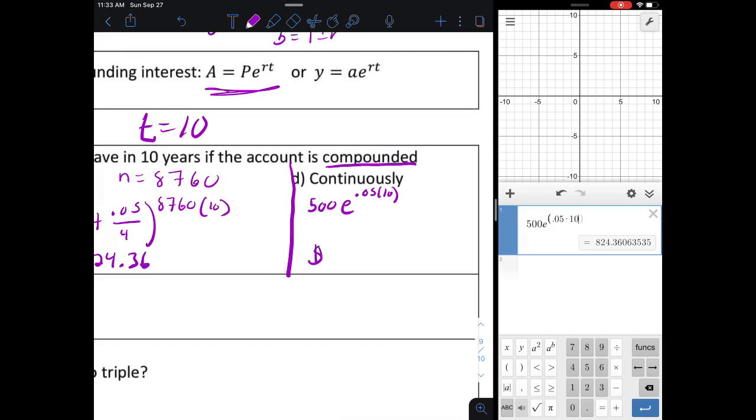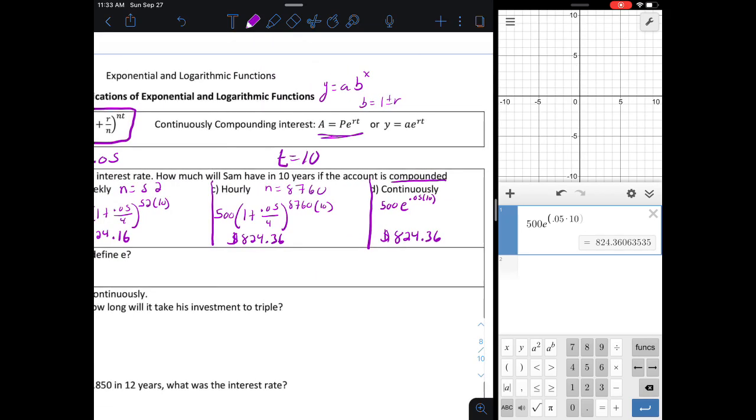And we get a value of, so it's $500 with growth. It's continuously compounded to $824.36. And you might be saying, well, wait a minute, that's the same as what we had before. It's the same because I rounded to the nearest cent. The decimal value is not the same.